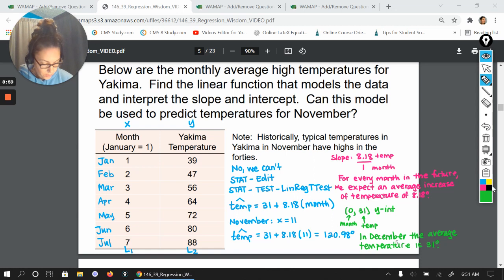So what we can conclude from this is that this is a good model for January through July, but it is a terrible model after that.